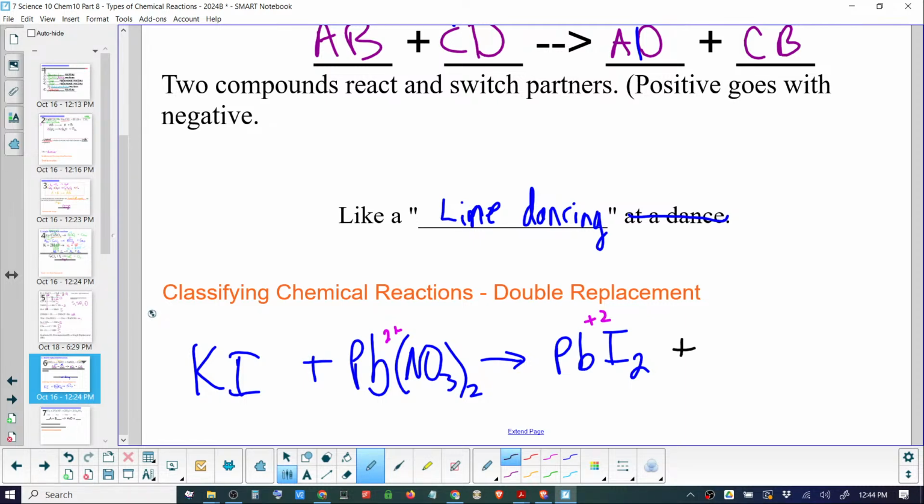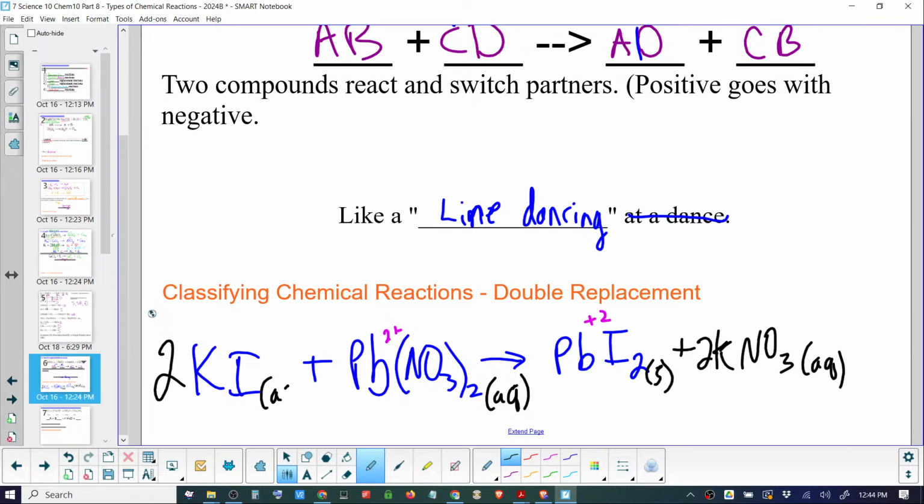What would be the other compound? KNO3. K is plus 1, NO3 is minus 1, so at this point this just becomes a balancing problem. 2, got 2 there, put 2 there, we're probably fine. That's the one that made the yellow color, so this came out as a solid. This remained in solution, that's aqueous. These were both aqueous, and before they reacted, they're also clear. So you don't see that nice yellow color until after it reacts and the lead combines with the iodine.